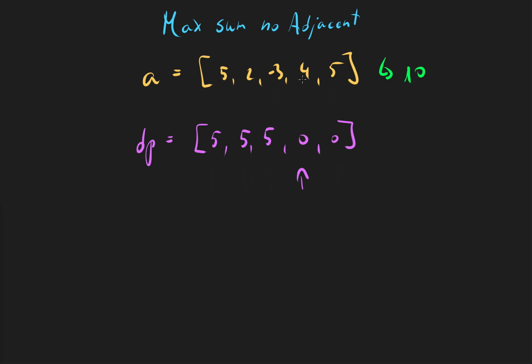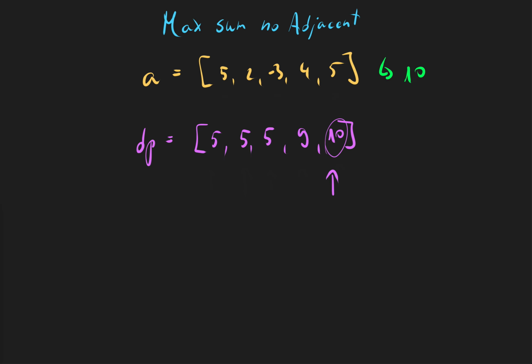At index 3, we can either take 5 or 4 plus 5, which is 9. We can update it to 9, right? It's the biggest sum. And the last index, it's either 9 or 5 plus 5 is 10. And we have our results, right? We just return the last index value from the DP array, right?